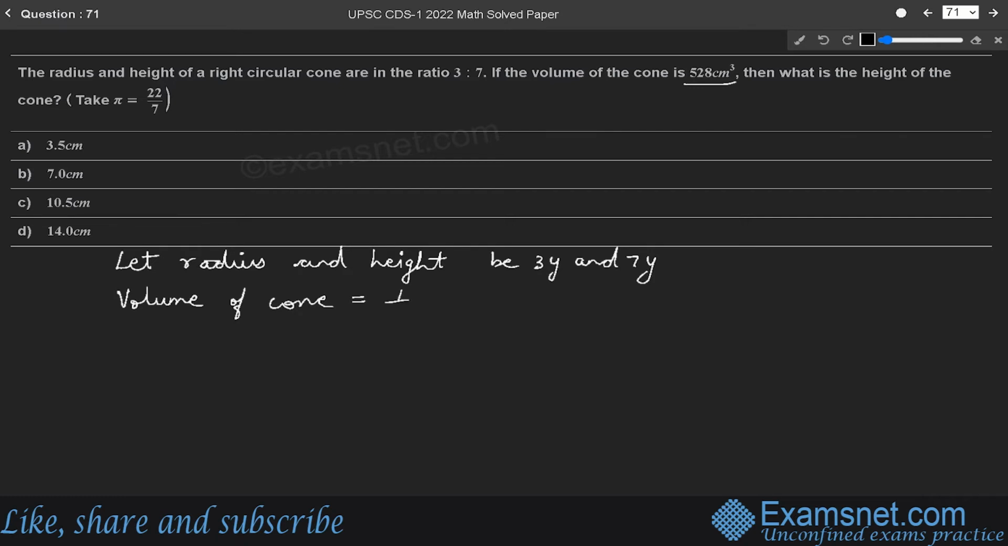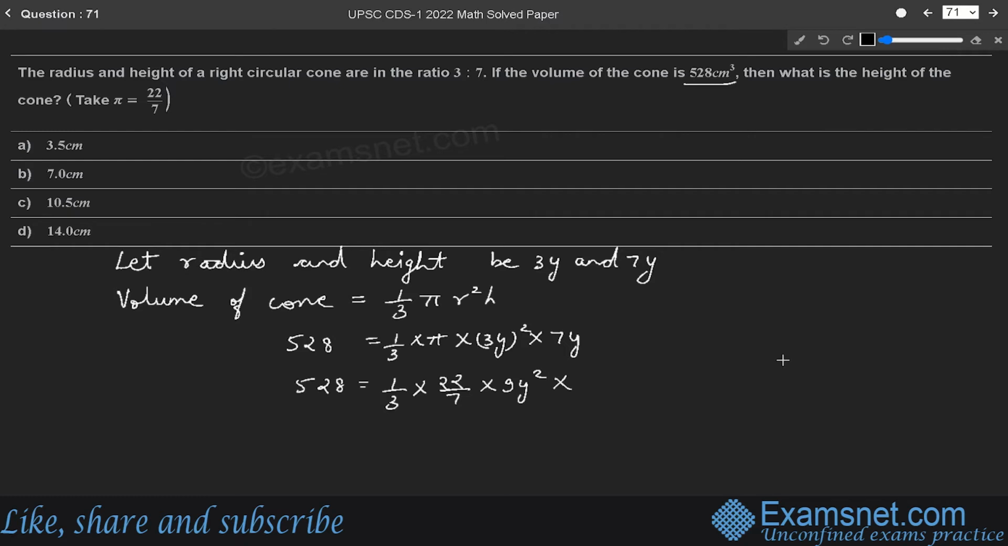Volume of cone is equal to 1 by 3 pi r square h. So putting the values, it will be 1 by 3 into pi into (3y) square into 7y. According to the question, volume of cone is equal to 528. So 528 is equal to 1 by 3 into pi into (3y) square into 7y. So 528 will be equal to 1 by 3 into 22 by 7 into 9y square into 7y, which will also be equal to 66y cube is equal to 528 centimeter cube.